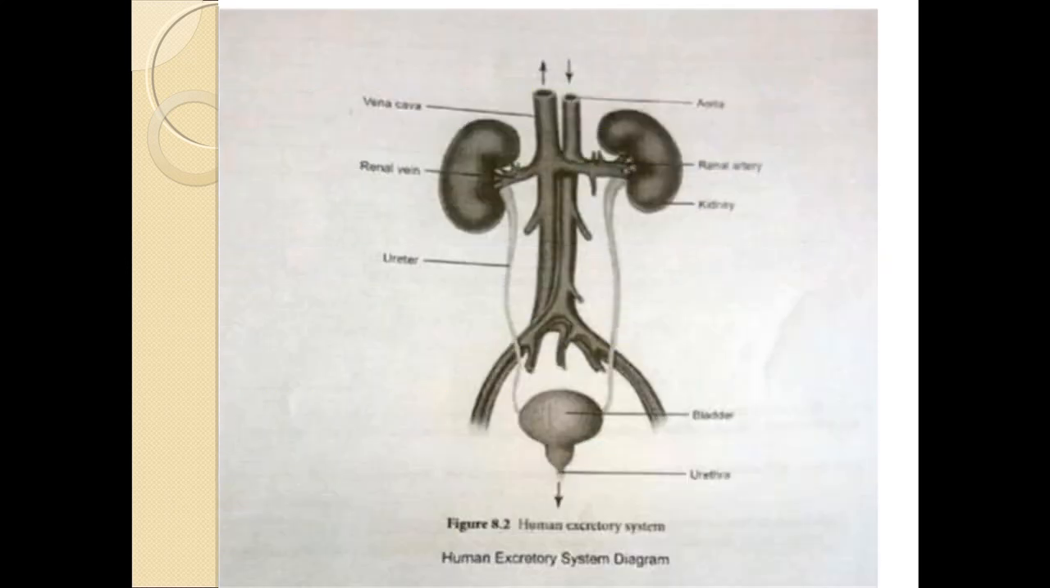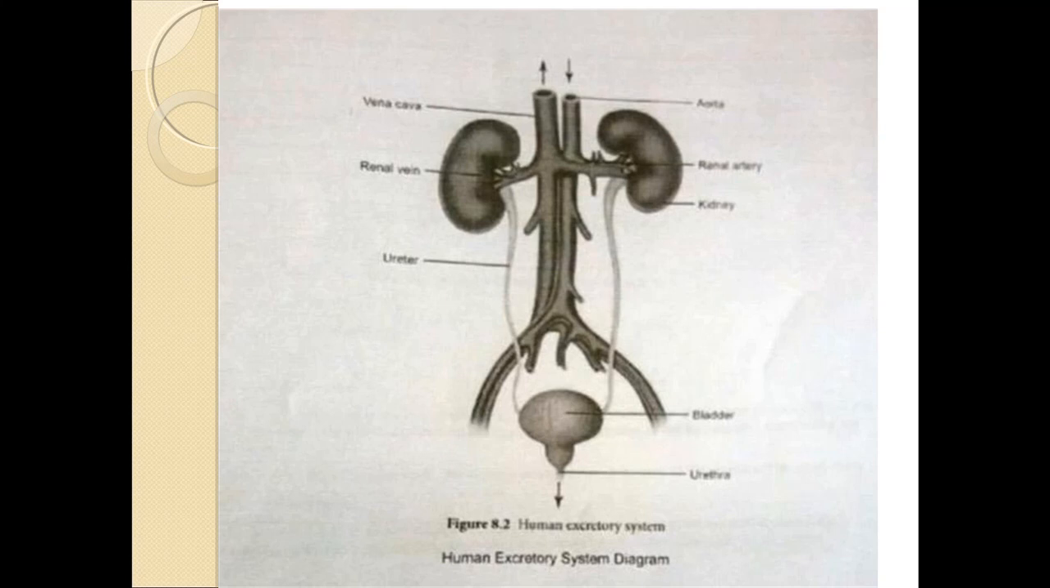So human excretory system diagram, everyone should practice the diagram of this human excretory system consisting of a pair of kidneys, you can see, ureters, urinary bladder, urethra, which is helping in excreting the metabolic waste and toxins from the body.